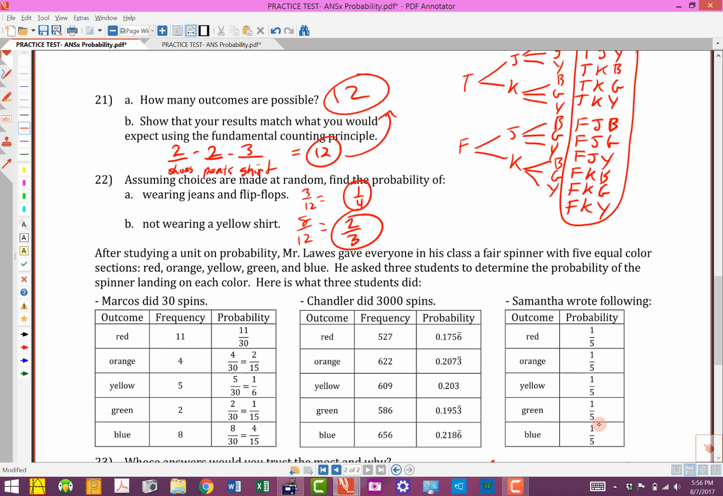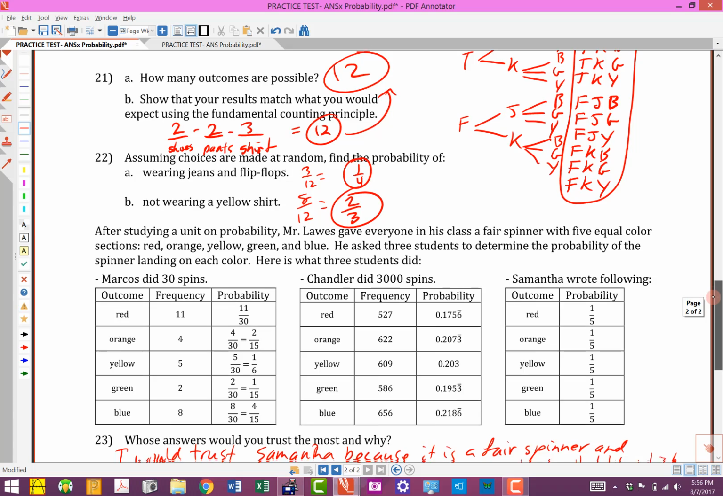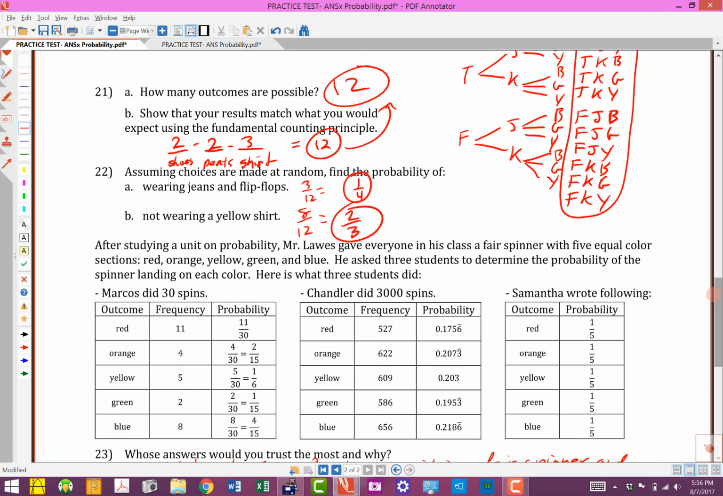Now, here's the question. Whose answers would you trust the most, and why? So we've got Marcos that did 30 spins and then computed his relative frequency, or his experimental probability. Chandler that did 3,000 spins, 3,000 trials, and then computed an experimental probability. And then Samantha just wrote, well, these are theoretical probabilities. There are 5 different outcomes, each one's equally likely, so they're all equal to 1/5. So the question is, whose answers would you trust the most, and why?